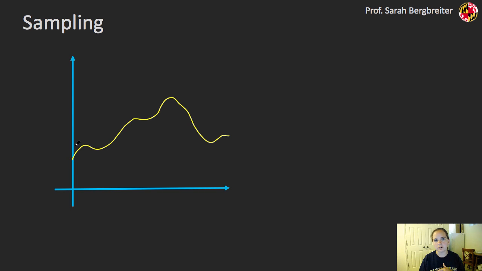When we talked earlier about going from an analog signal to a discrete or digital signal, we talked about the idea of sampling that signal. So, for example, I might have my continuous analog signal here in yellow, and my discrete sampled signal would be marked by red X's here.